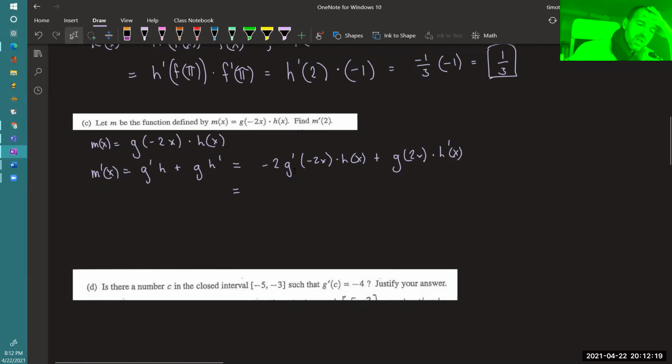We're just going to do g prime of -2x, but we actually want m prime of 2 right now, right? So this is still m prime of x, but I'm going to do m prime of 2. So it's a -2 times g prime of -4 times h of 2. Sorry, this is a +2 here. Plus g of, is there a negative? I missed a negative there. G of -4 times h prime of 2.